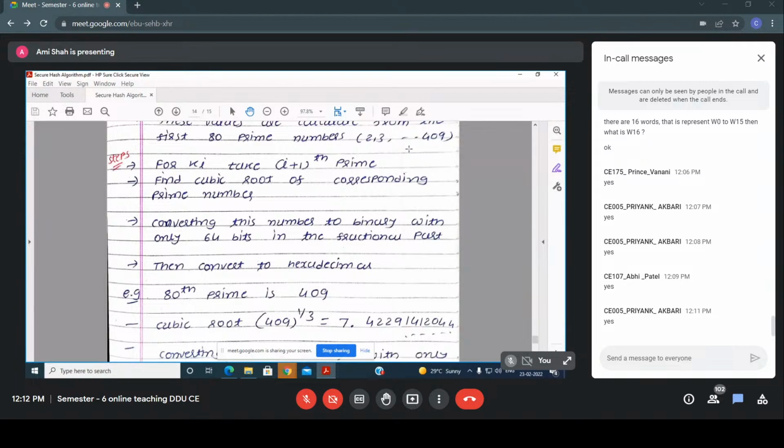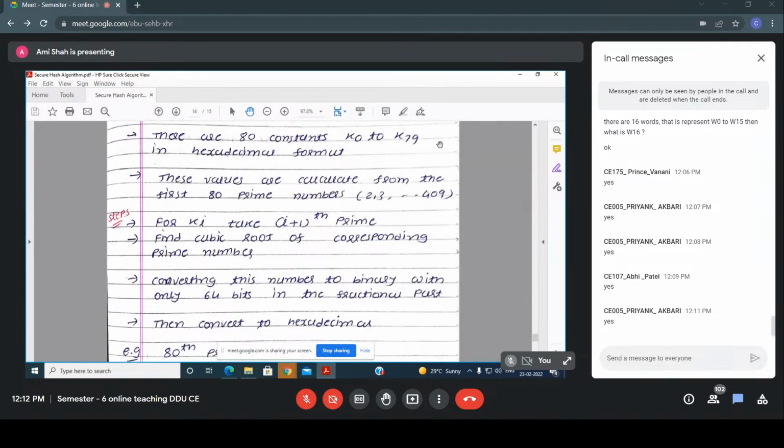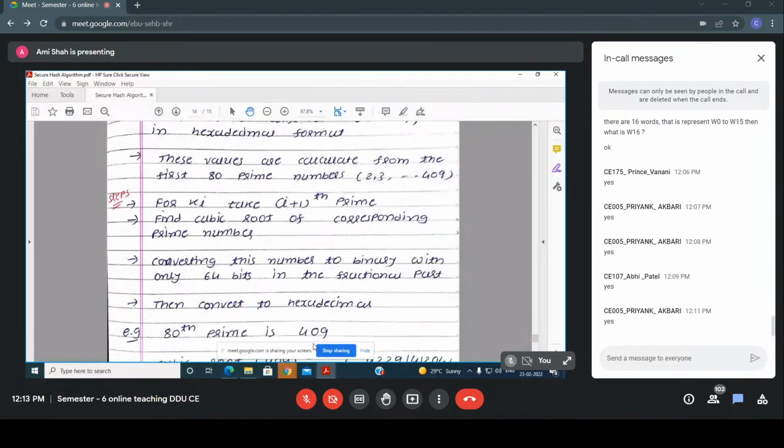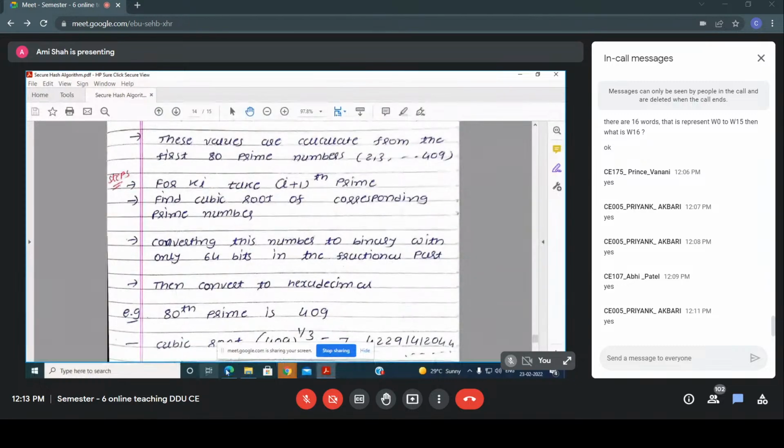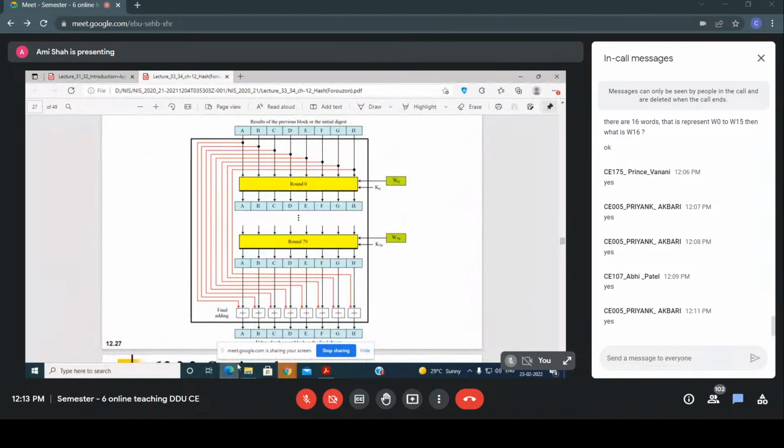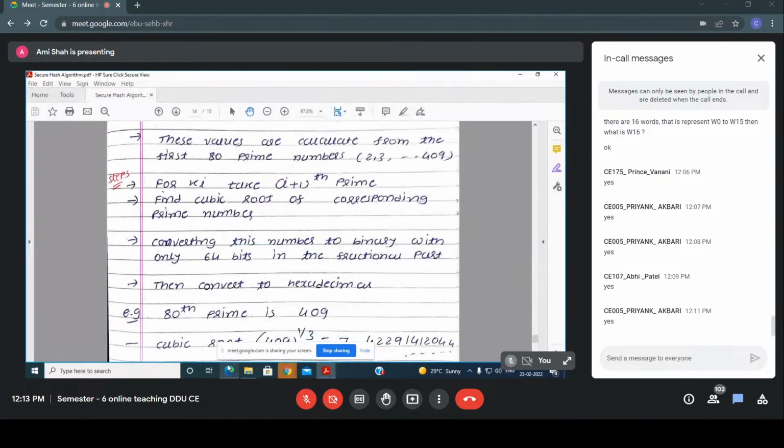So if I want to find this constant value, what do I have to do? I'm doing this because if I want to find K79, since it starts from 0, for Ki you have to take the (i+1)th prime, right? All of you know that. So for the 80th prime, it is 409.